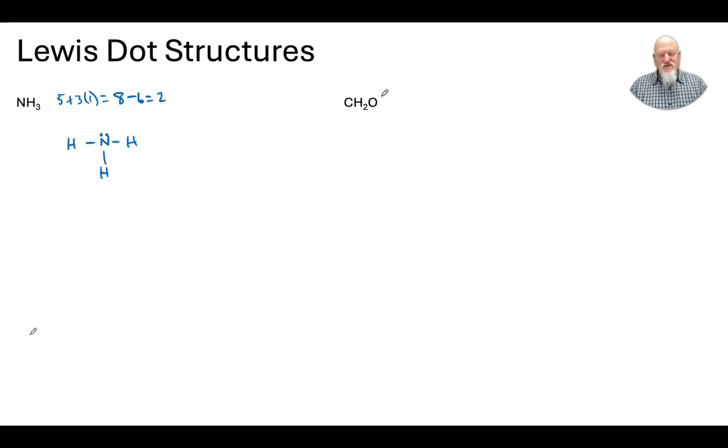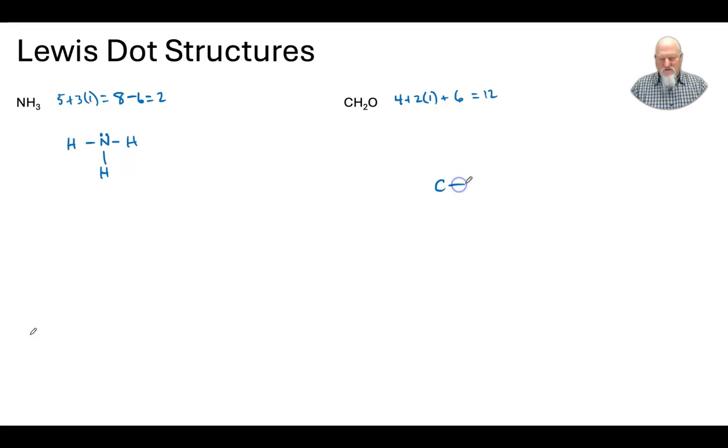Okay, CH2O. Carbon is the central atom, meaning all those atoms are bonded to carbon. Let's count the valence electrons. Carbon has 4, plus we have 2 hydrogens that each have 1, so 2 times 1, plus oxygen which has 6. So 4 plus 2, which is 6, plus 6, which is 12. So we have 12 total electrons.